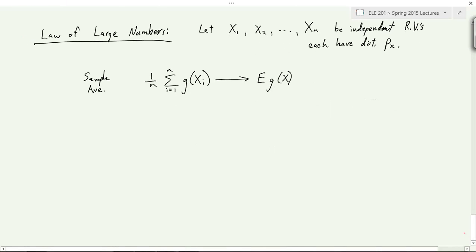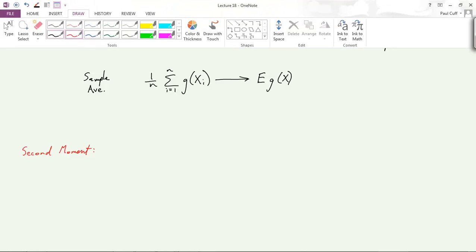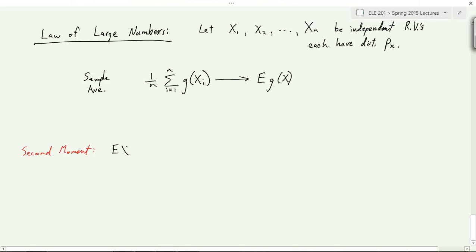Okay, so let's look at some other expected values that we care about. There's a second moment, which is the expected value of x squared. So it's just another expected value. I won't write out the definition. We know the expected value for any function of x. But let's see what the law of large numbers implies about this.